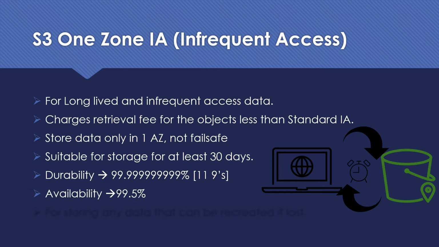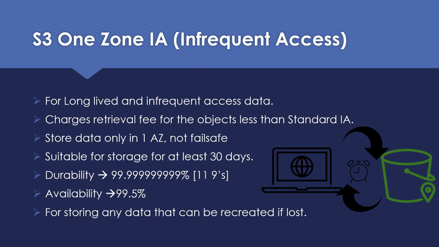And there is very less, and availability is 99.5. So here you can see why the availability is 99.5, because if that availability zone is down in which the data is stored, in that case you won't be able to fetch the data and data won't be available during that time. It is for storing any data that can be recreated if lost.